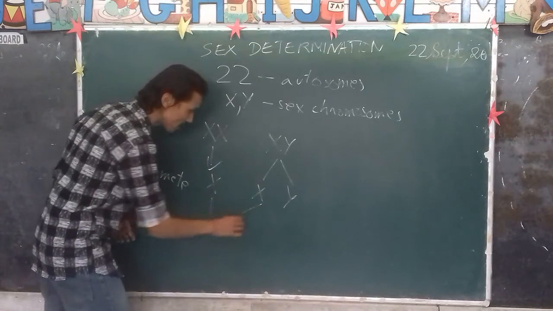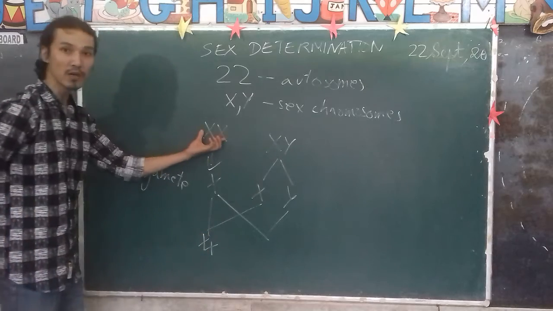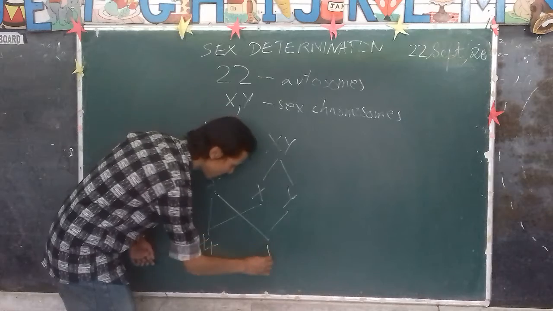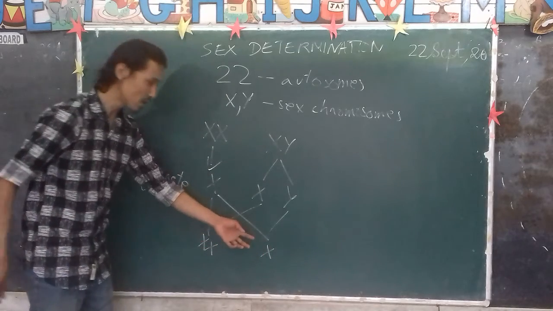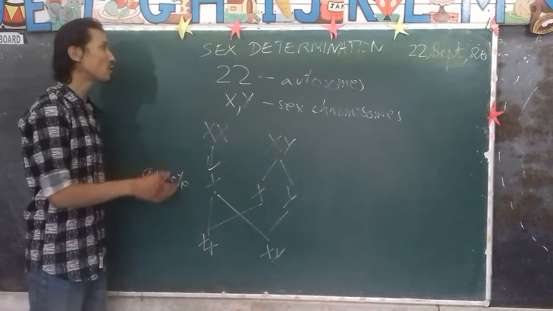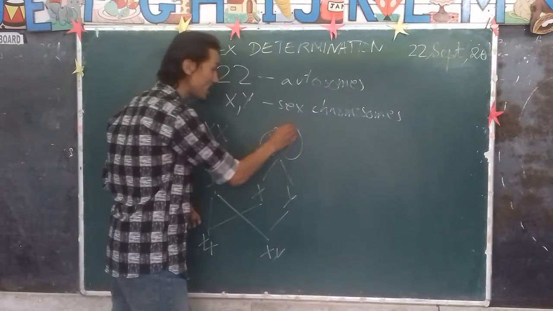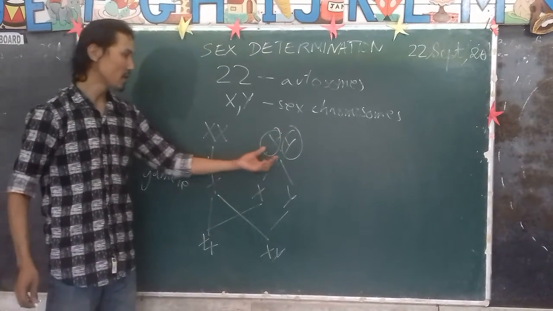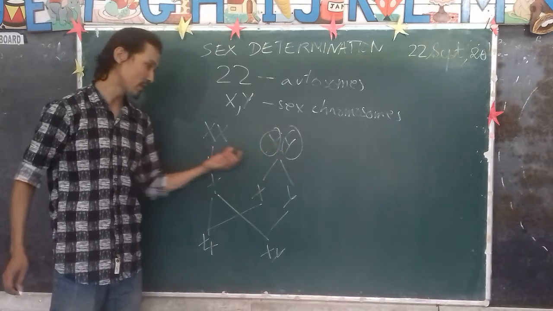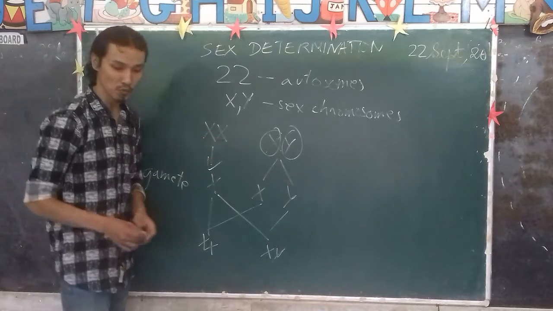So obviously females always end up having one X chromosome from the mother and one X chromosome from the father, whereas the males will end up having one X chromosome from the mother and one Y chromosome from the father. So generally when we talk about sex determination in human beings, it is because of the X and Y chromosomes. For males, the combination is XY. That means they are heterogametic, whereas the females are homogametic because they have two X chromosomes.